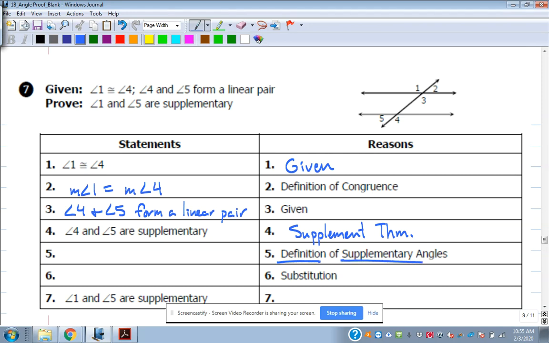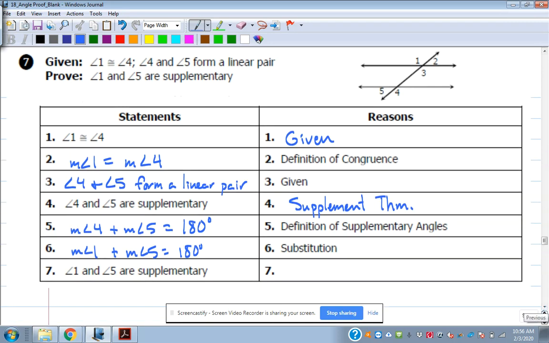Definition of supplementary angles. So if the reason is definition of supplementary angles, then the statement should be something about adding some angles together to equal 180. So we're going to add the measure of angle 4 plus the measure of angle 5 equal 180. And then, the measure of angle 1 plus the measure of angle 5 is equal to 180. So that's the substitution that's happening.